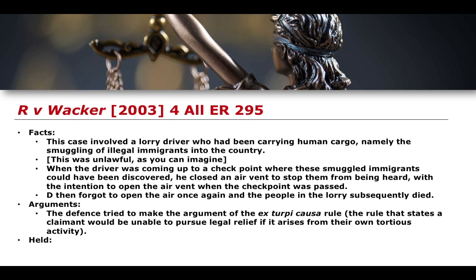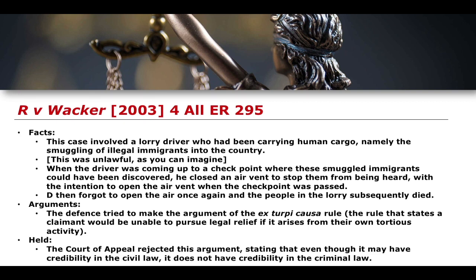Okay, so what this essentially means is the action itself was unlawful. The action of smuggling migrants into a country is unlawful. And if we were talking about the law of tort, if we were doing a civil claim, you would have an example where an individual has been wronged in a way where you may be able to have some kind of tortious action, but you are committing a tortious action yourself and it arises out of your own tortious action, then the ex turpi causa rule tells us that you can't pursue legal relief because someone was tortious towards you because of your own tortious activity. And the defense tried to raise this argument in relation to the illegal immigrants.